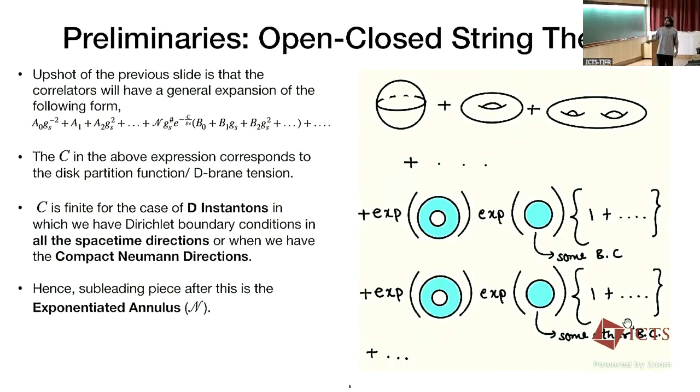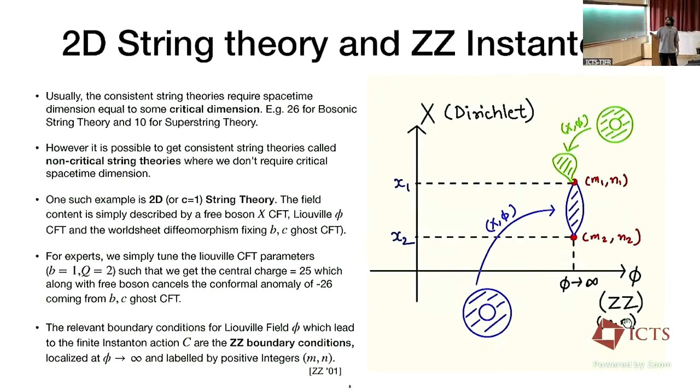After C, the subleading piece is this N I have written here. This is the normalization. This is a number. This N comes from this exponentiated annulus. And this is e to the minus C by g_s that I have written here. So a general diagram expansion is like this. You have a closed string expansion, and then you have other non-perturbative sectors here. Some boundary condition corresponding to some particular D-brane, some other D-brane, which just amounts to saying some boundary condition or some other boundary condition.